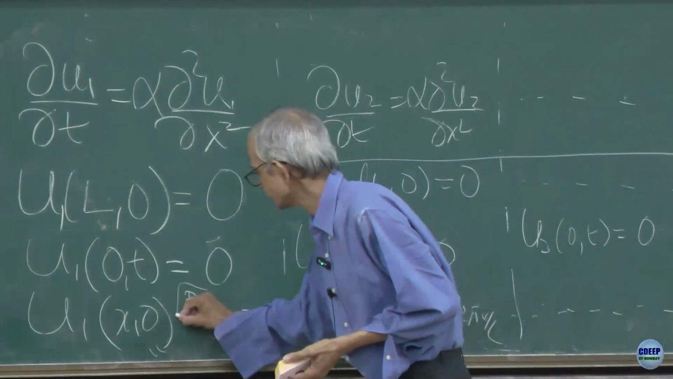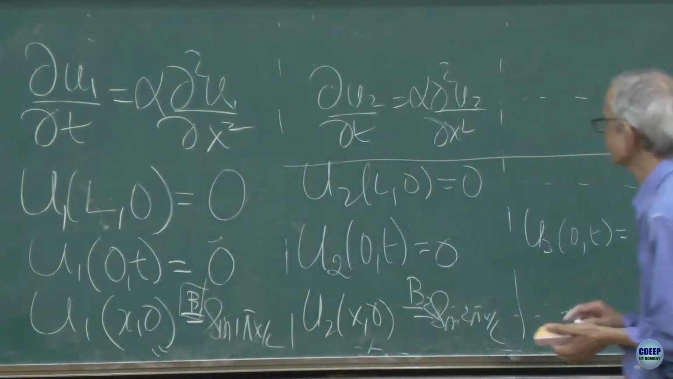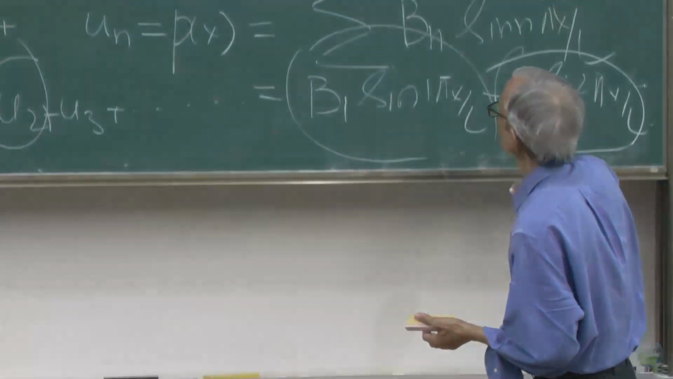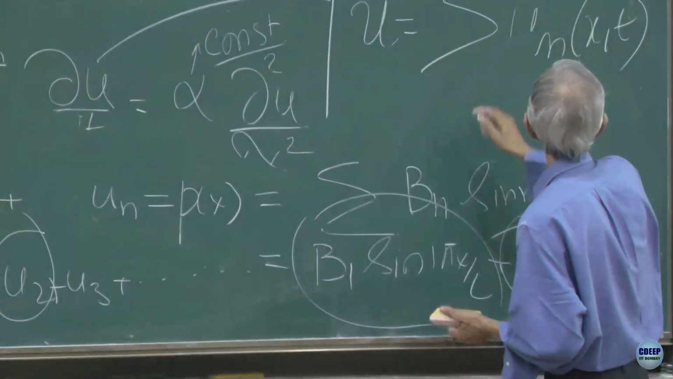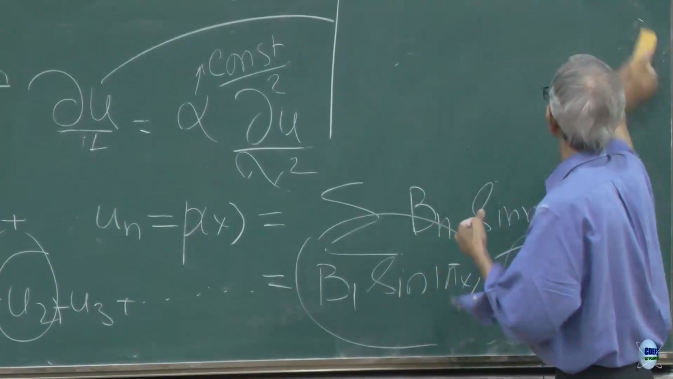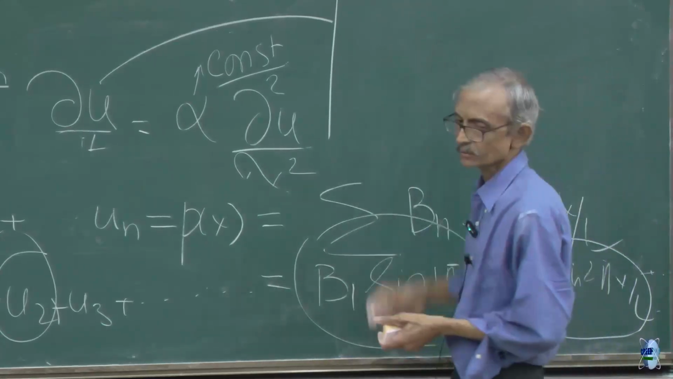From our earlier Fourier series analysis, we know what B is. What was B? B was equal to what? We said that if our, okay.